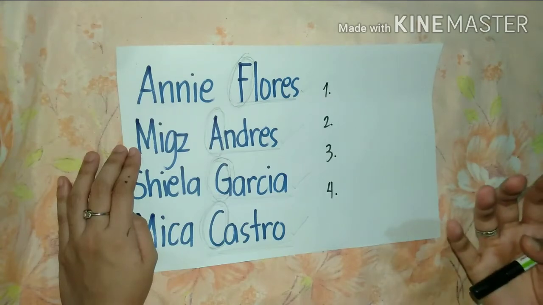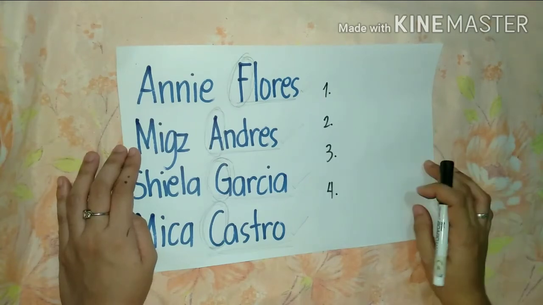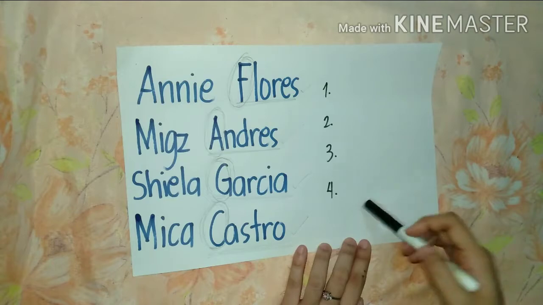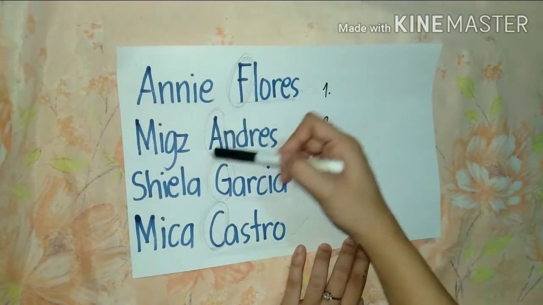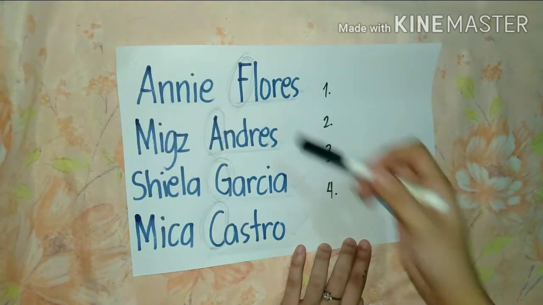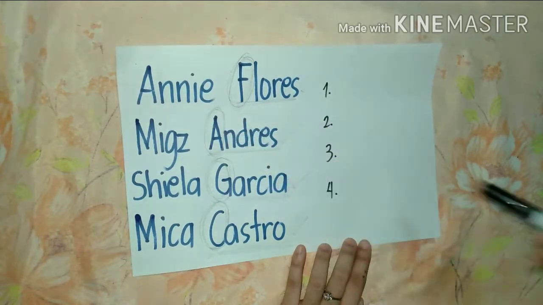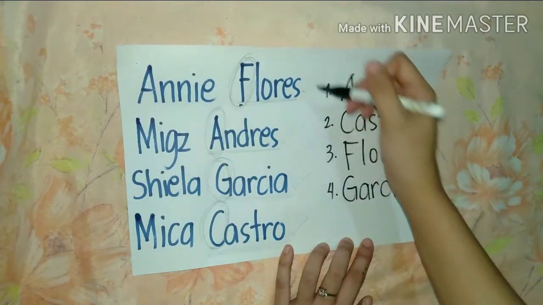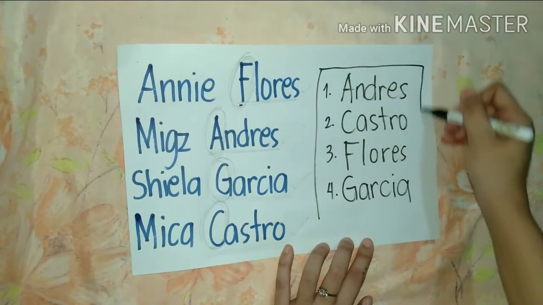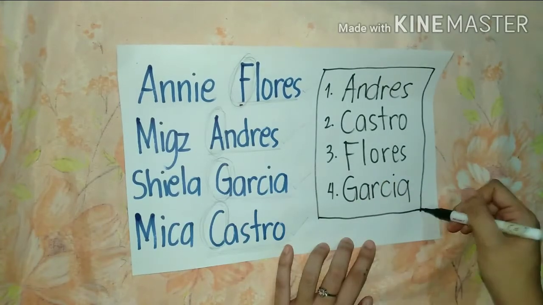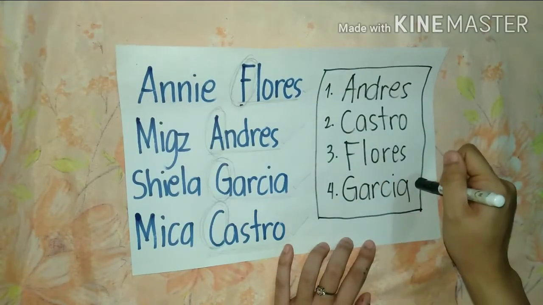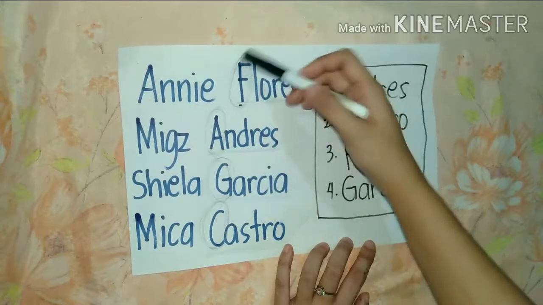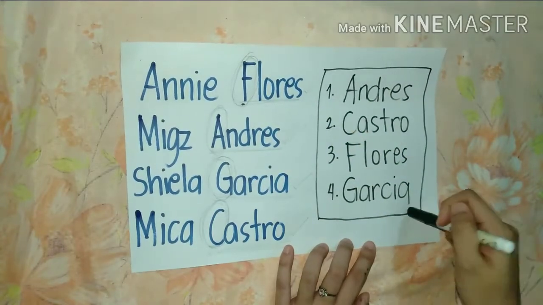Okay, just like what we did earlier from the previous examples, let's try to identify which comes first according to the first letter of their last name. So we came up with this order, and this is the correct order of the following last names.